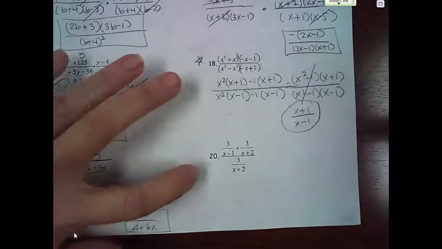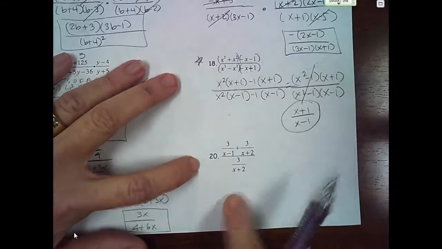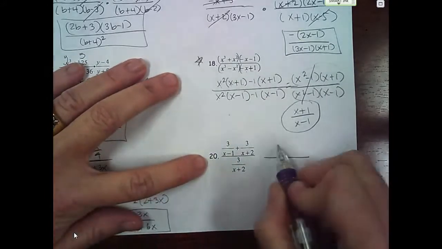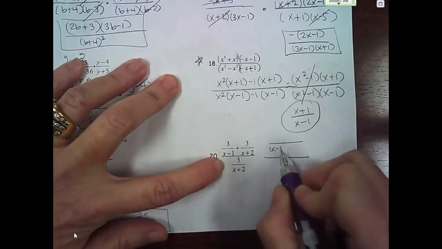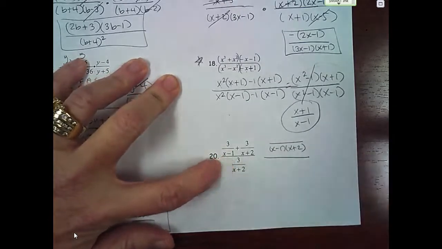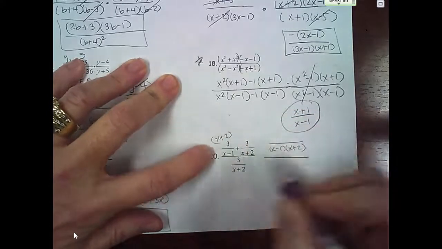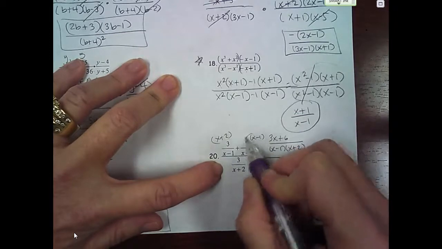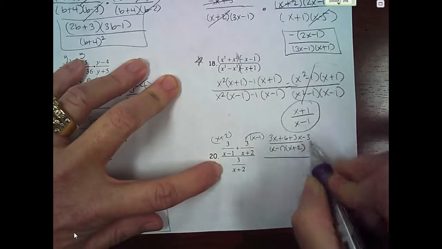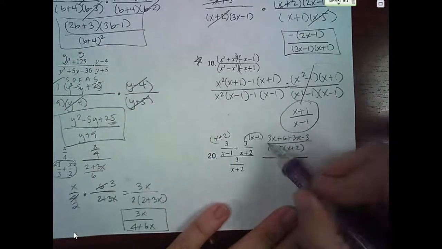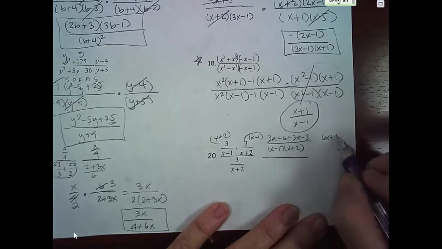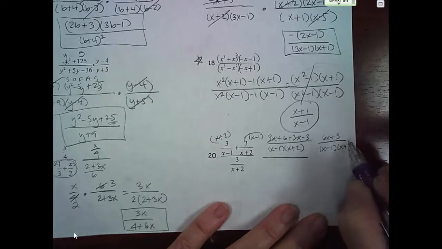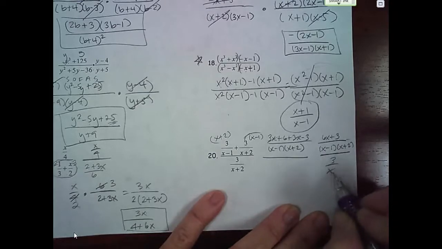Number 20. Again, complex fraction. You want one fraction in the top and one in the bottom. So the bottom is good. We've got to work on the top. Common denominator will be an x minus 1 and an x plus 2. This side needs an x plus 2, so you have 3x plus 6. This needs an x minus 1, so you have 3x minus 3. If I was going to clean that up, I get 6x plus 3 over both of these. Right? All over this 3 over x plus 2.